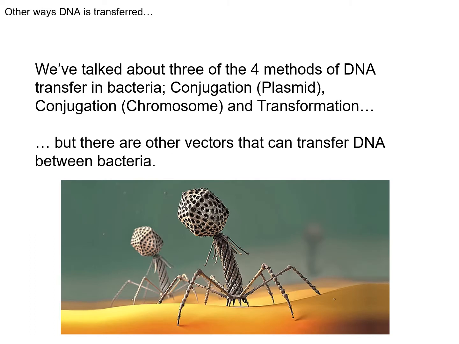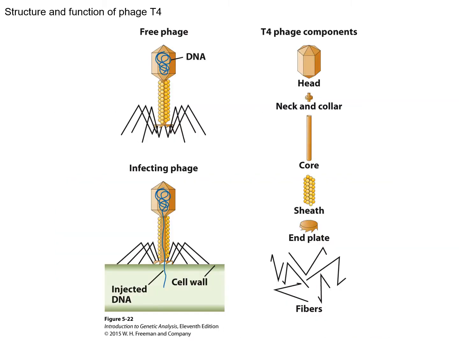So we've covered 3 of the 4 methods of DNA transfer between bacteria: conjugation with the plasmid, conjugation with a chromosome, which that F plasmid was integrated into, and then transformation. But the last thing we're going to talk about are other vectors that can carry DNA between bacteria. The way that DNA is transferred is through phages, as I alluded to in the introduction. Bacteriophages, phages, viruses, all different sides of the same coin here.